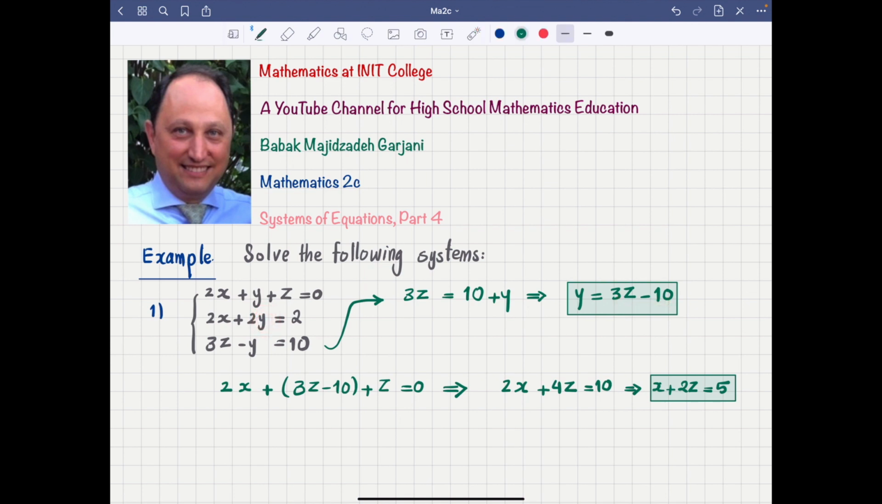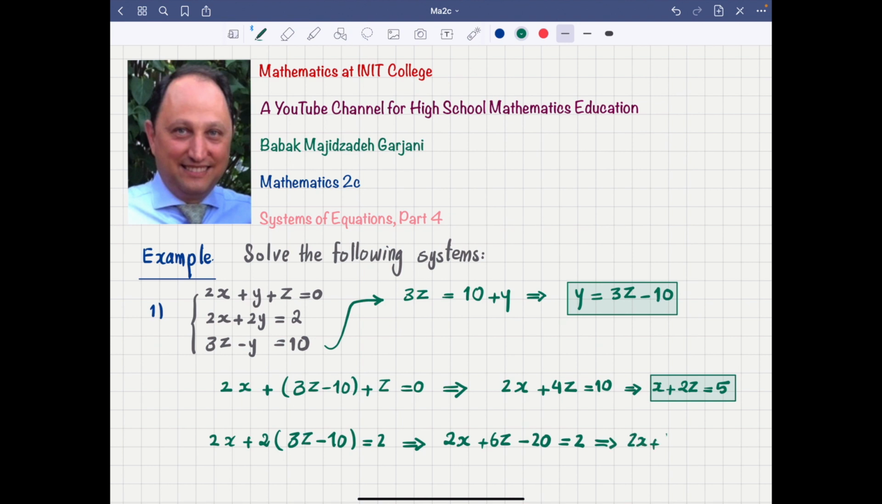So what happens? It becomes 2x plus 2 times (3z minus 10) is equal to 2. And we simplify this. So it becomes 2x plus 6z minus 20 is equal to 2. Yes? And what is best to do is to move 20 to the right.